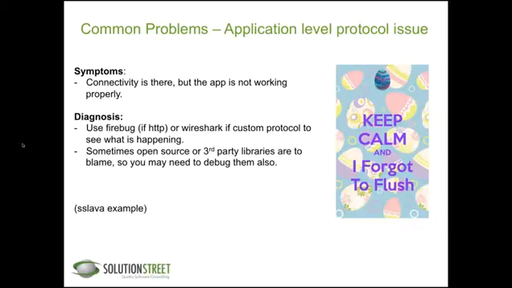Okay. Application level protocol issue. So the connection is there, but the app's not working properly, right? Just like a lot of people look at those machines as magical devices, they look at libraries as magical software that always works, right? So sometimes software doesn't work. Ways to debug: use Firebug if you can for HTTP. Use Wireshark. I think Ken mentioned that. I've spent so much time on Wireshark in my life. I wish I didn't, but I did.